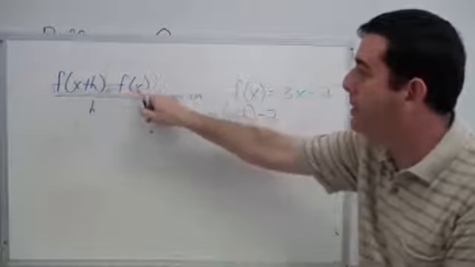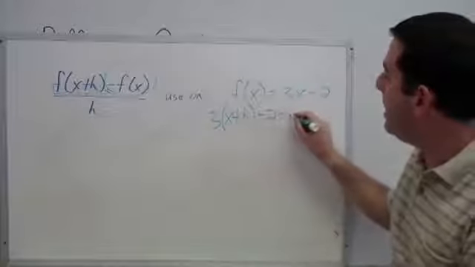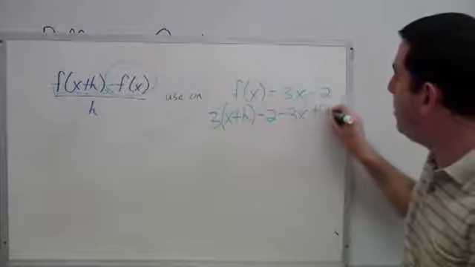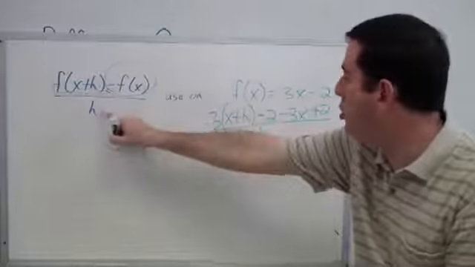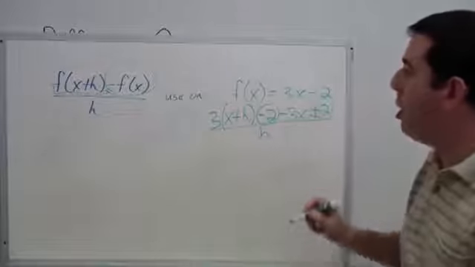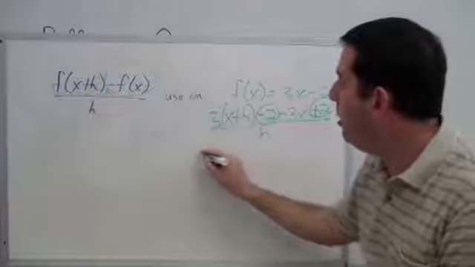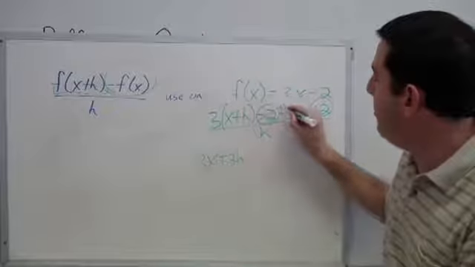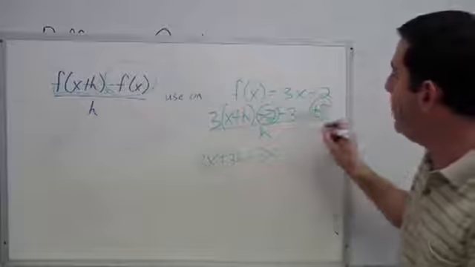Now let's do the back part of the top. It says opposite of f of x. What's opposite of positive 3x? Negative 3x. What's opposite of negative 2? Positive 2. And now all of this should be over h. Looks like, again, I've got constant values that will go away. There's no need to bring them with us. Let's distribute here. 3x plus 3h. This has been thrown out. Bring down the minus 3x from here. This has been thrown out.